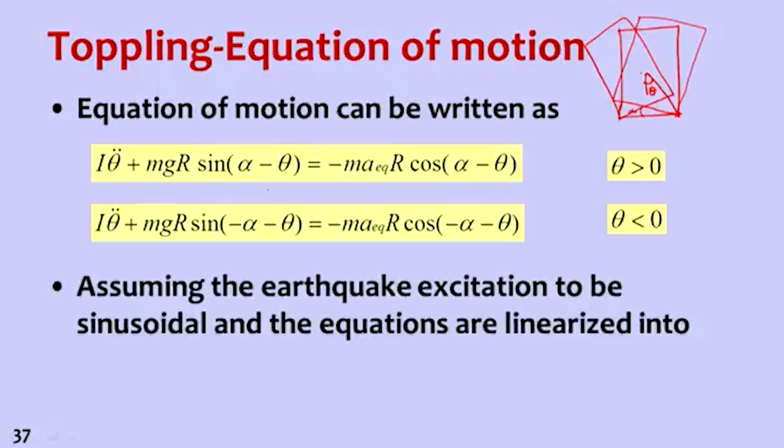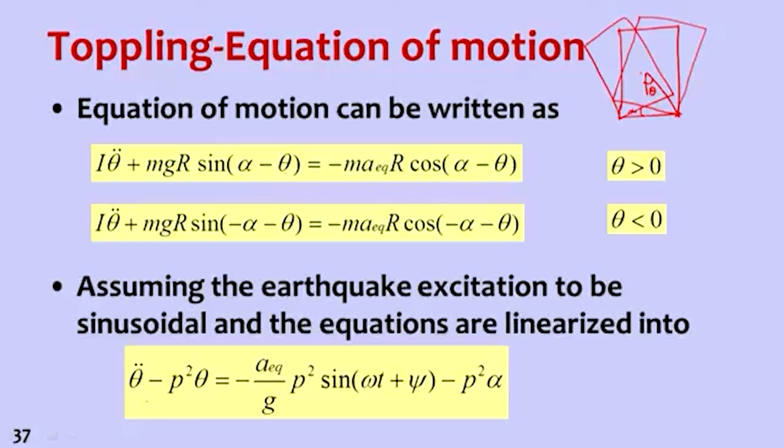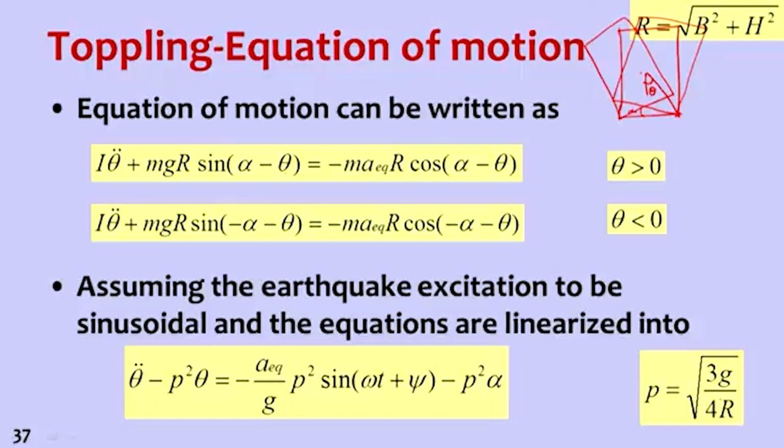Assuming the earthquake excitation to be sinusoidal, and the equations linearized, we get a solution. Theta is the degree of freedom, so we need a solution for theta. This is a non-linear equation, so we need to solve it by doing linearization. P is the frequency parameter, that is 3g by 4R, where R is the distance from the center of mass or center of gravity up to the diagonal length.